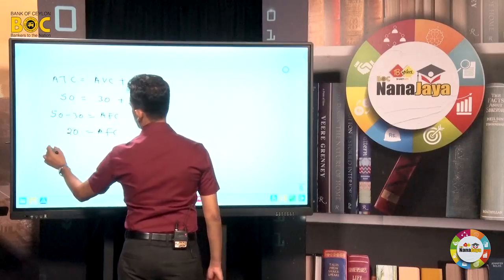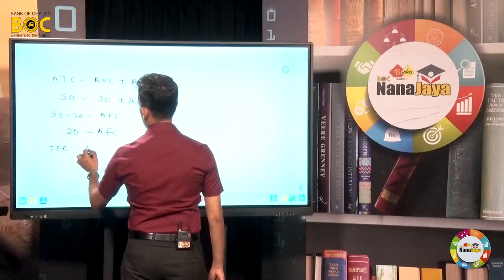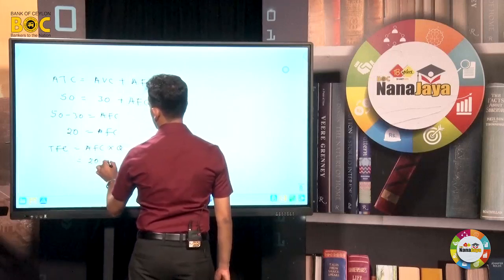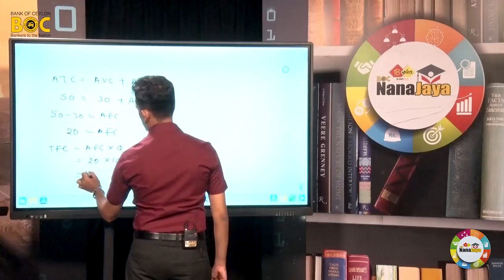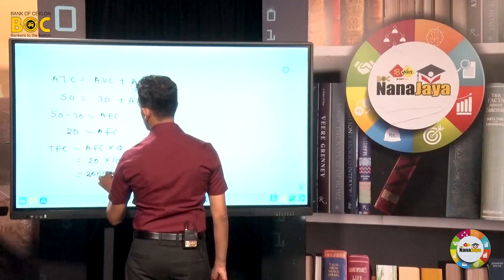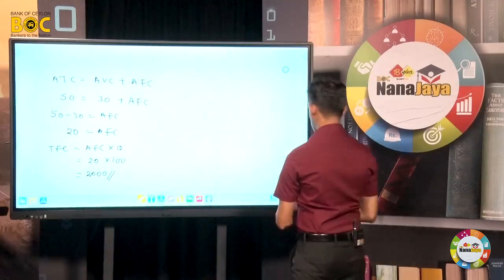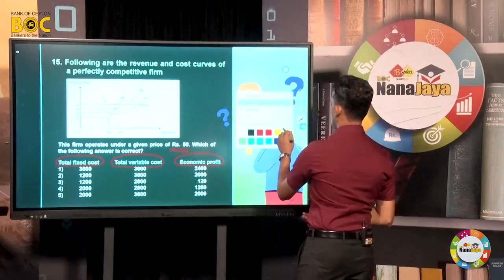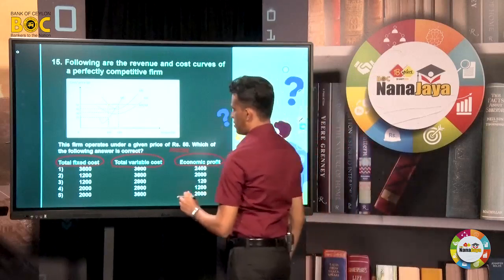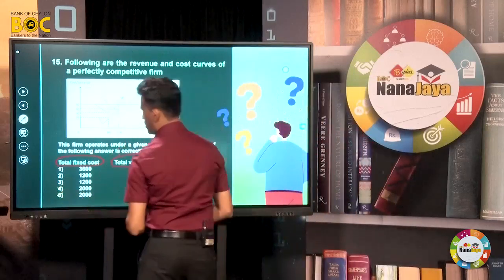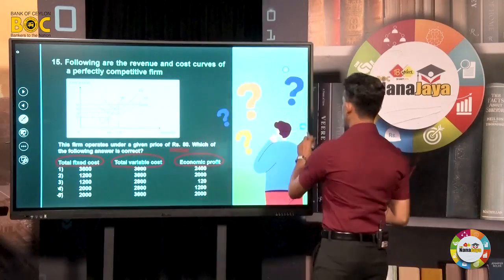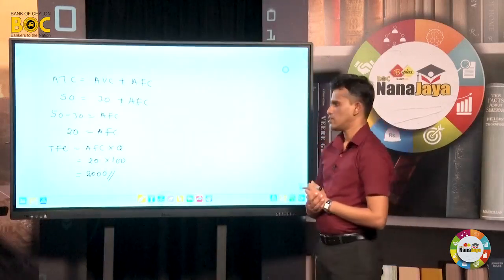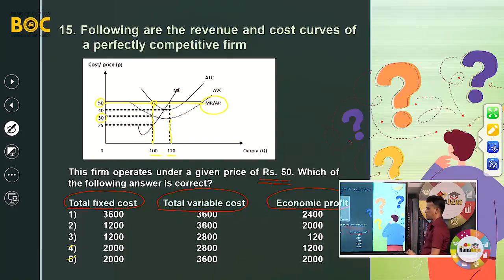So the total fixed cost is average fixed cost multiplied by the quantity. So it is 2000. So the total fixed cost of the firm is 2000. There are two answers given with 2000. These are the two answers. The answer should be one out of these two, because the total fixed cost is 2000 based on the calculation we did. So therefore there are only two answers.